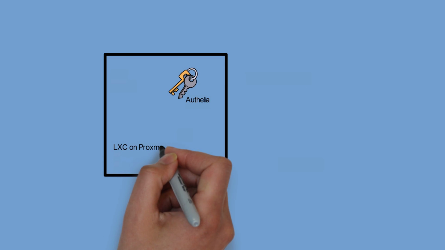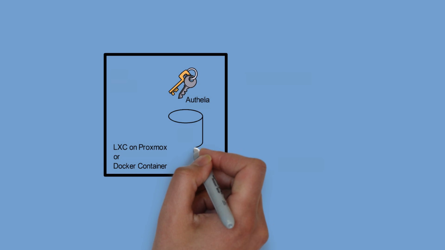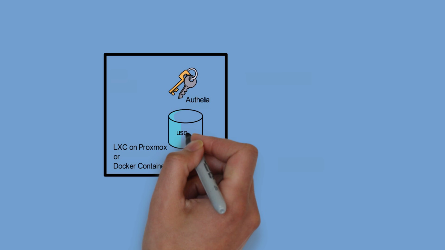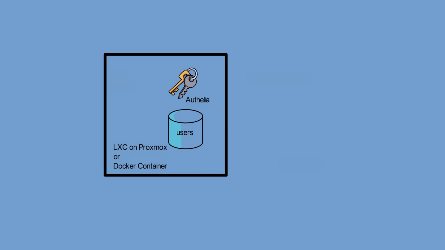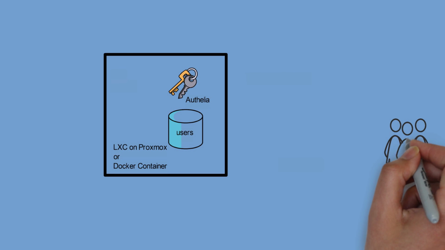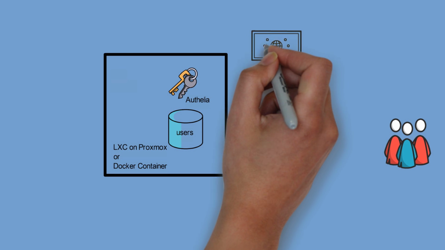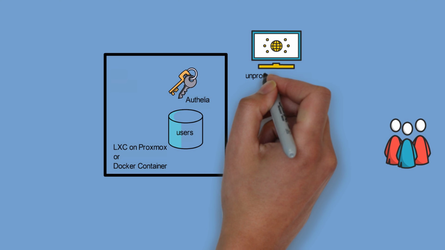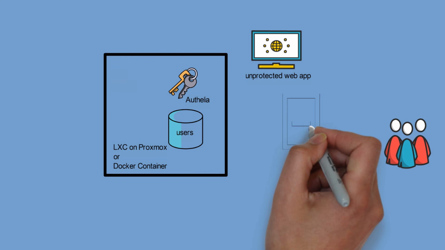Here's the blueprint. The core is Authelia running in a container on Proxmox. You can run it in Docker as well. Authelia has a database or a simple file with all the user accounts in it. That could be LDAP. In my case, it's just a simple text file. I only have a bunch of users, like 10 or so. If I had hundreds or thousands, then I'd use LDAP for that.